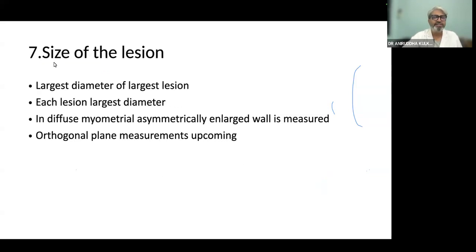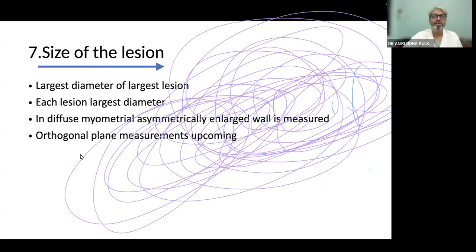The last one is the size of the lesion. So the largest diameter of the largest lesion should be considered. Each lesion's largest diameter can be taken, but need not be mentioned in our final report. In case of a diffuse myometrial asymmetrically enlarged wall, only that is measured, and we can take a ratio of this along with the normal one. So orthogonal plane measurement is upcoming and we still need to look for it.